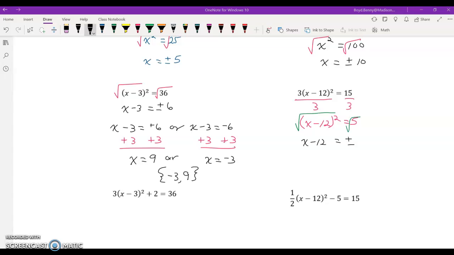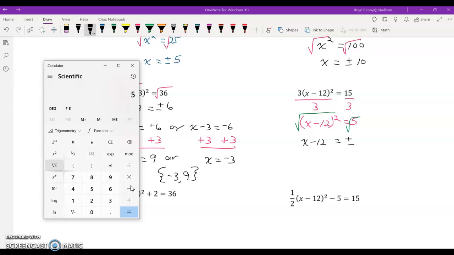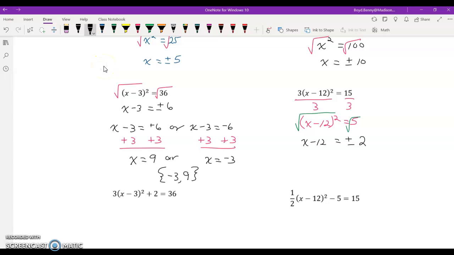Let's pull out a calculator here. The square root of 5 is 2.24. So then I would need to solve x minus 12 equals 2.24, the positive root, or x minus 12 equals negative 2.24. Here I would add 12 to both sides. It's going to give me x equals 14.24. I would add 12 here.